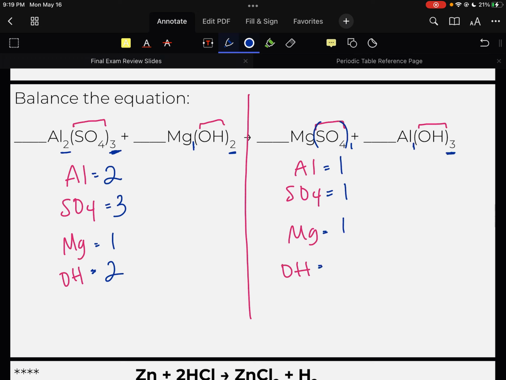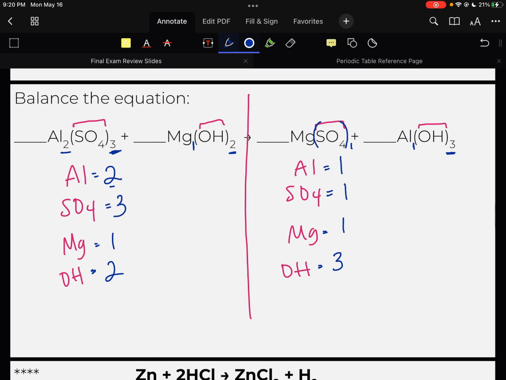Magnesium, again, invisible 1, and then hydroxide, here's my 3. So remember, I always save my hydrogens and oxygens for last, so we can look at the other things and see if we can get some stuff to start working out.